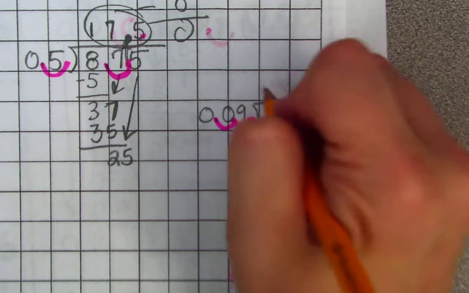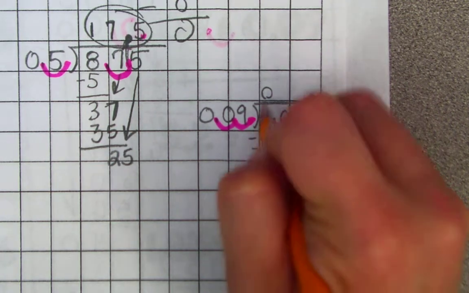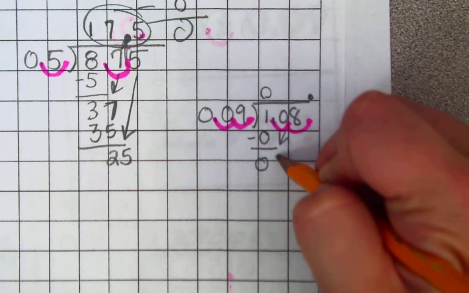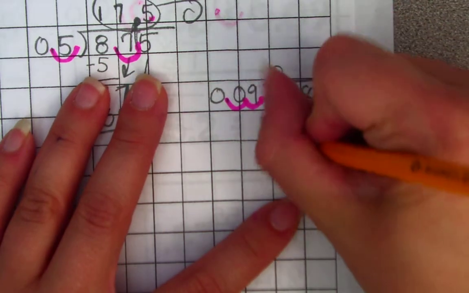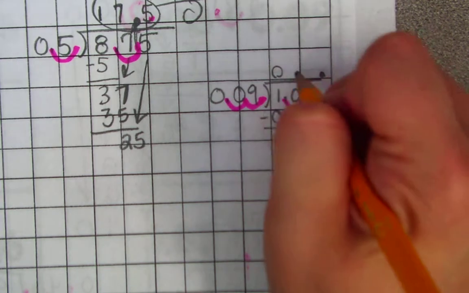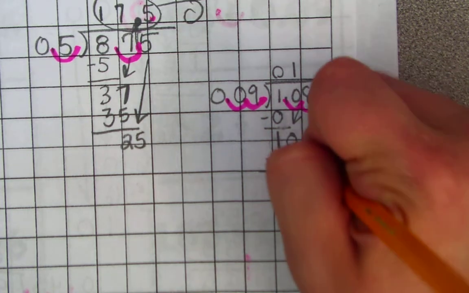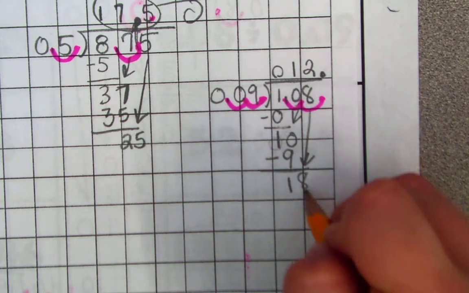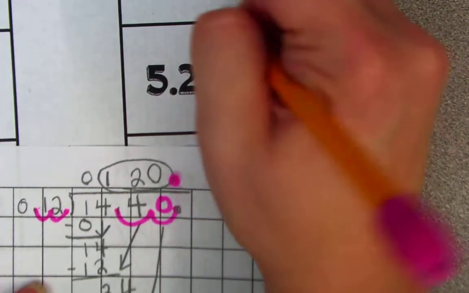So 9 can go into 1 how many times? 0. That makes it 0. 1 minus 0 is 1. Sorry, I take that back. See? So I make mistakes too. 9 can go into 10 one time. That gets me 9. Subtract, gets you 1. Bring down your 8. 9 can go in 18 2 times. 18. There's nothing to bring down. My answer is 12.